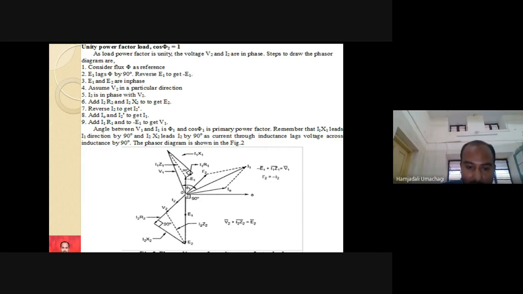Similarly on this side, this is your I2 R2 and this is your I2 X2. Its combination is the dotted line I2 Z2. So this represents the phasor KVL equation on the primary side, and this represents it on the secondary side. V1 is equal to minus E1 plus I1 R1 plus I1 X1. Similarly, E2 is equal to I2 X2 plus I2 R2 plus V2. And this branch is I1 equal to I0 plus I2 dash.